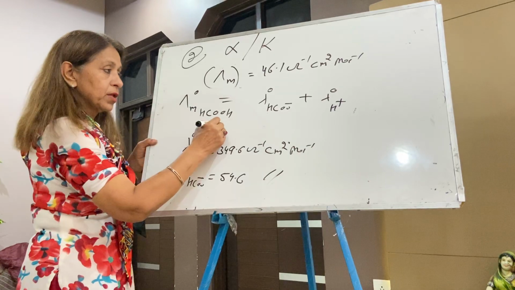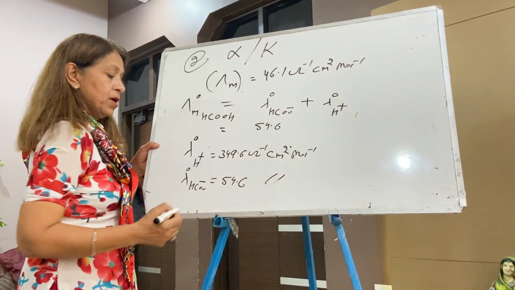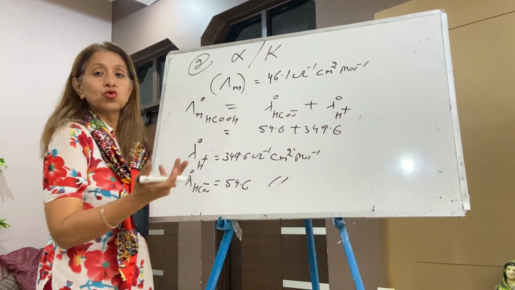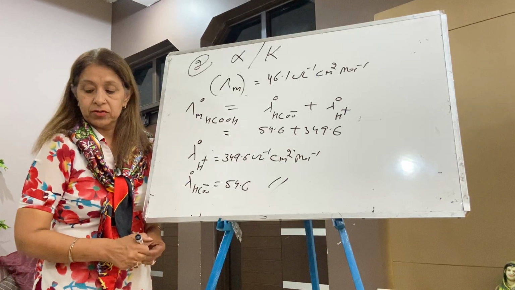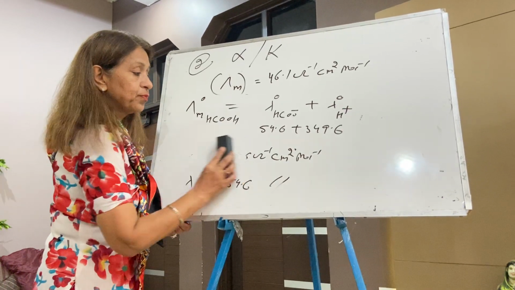Put the value. It is given. Formic acid is 54.6 and H plus is 349.6. You add these two, you get lambda m naught, right? After that, what you will do? After addition, you please add these two.